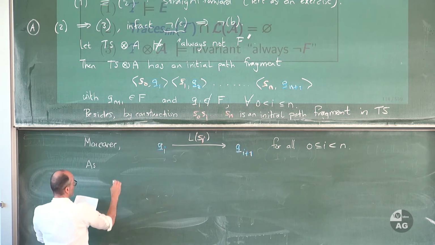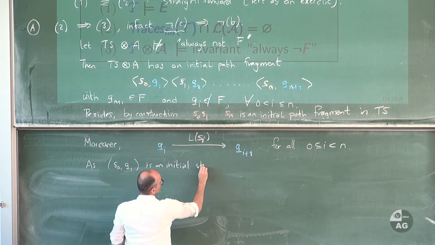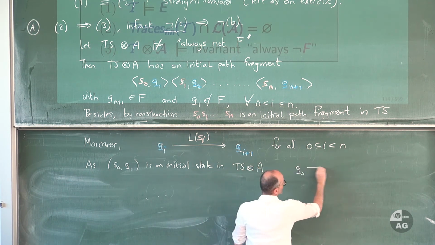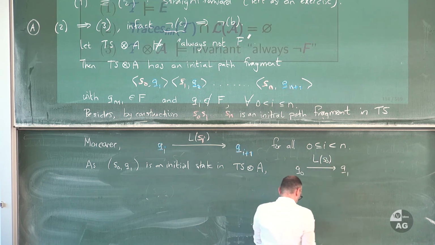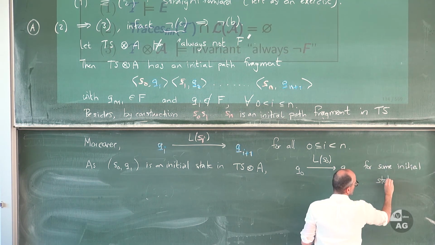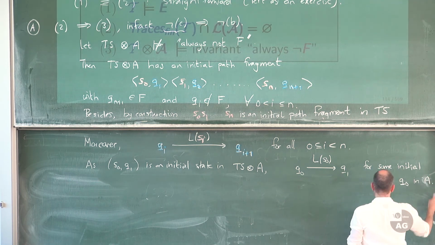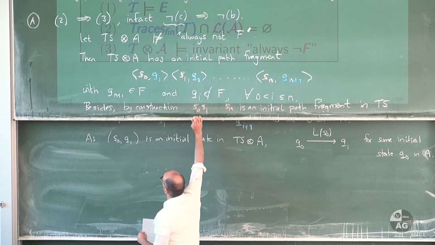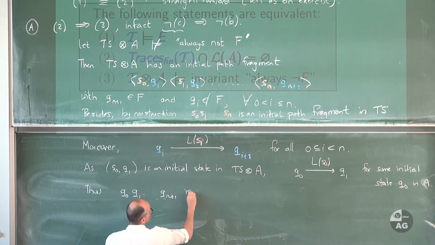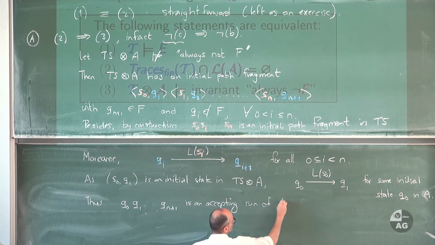For the rest, as S0 Q1 is an initial state, it means that Q0 has a transition to Q1 with L of S0 for some initial state Q0 in A. Thus, altogether, we know that Q0, Q1, Qn plus 1 is an accepting run of A.